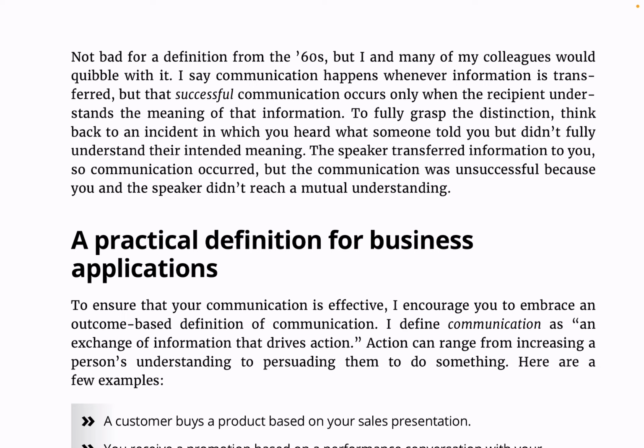I agree. To fully grasp the distinction, think back to an incident in which you heard what someone told you but didn't fully understand the intended meaning. The speaker transferred information to you, so communication occurred, but the communication was unsuccessful because you and the speaker didn't reach a mutual understanding.